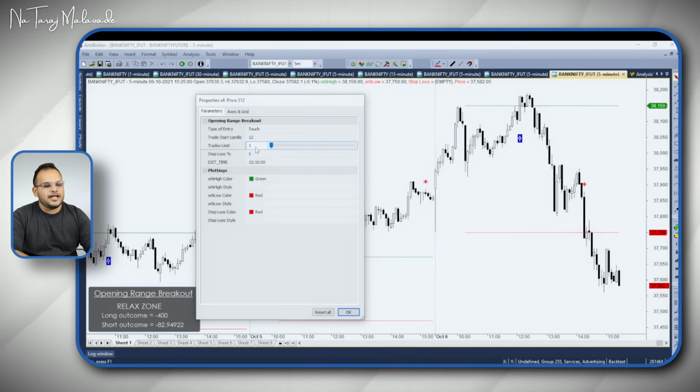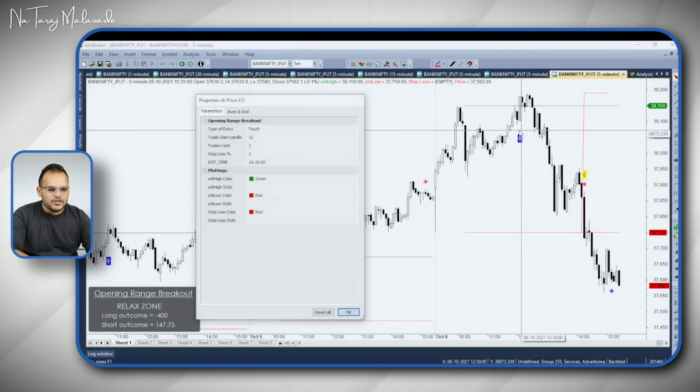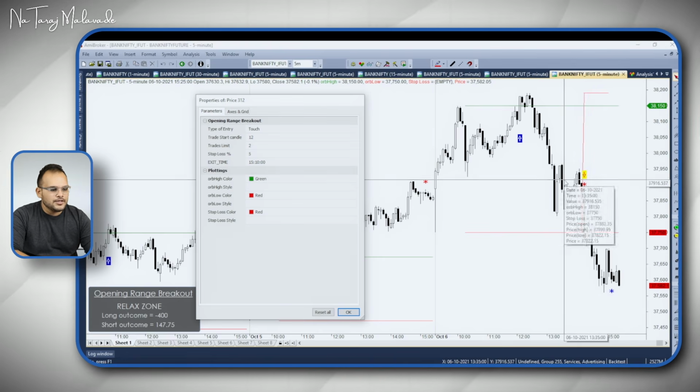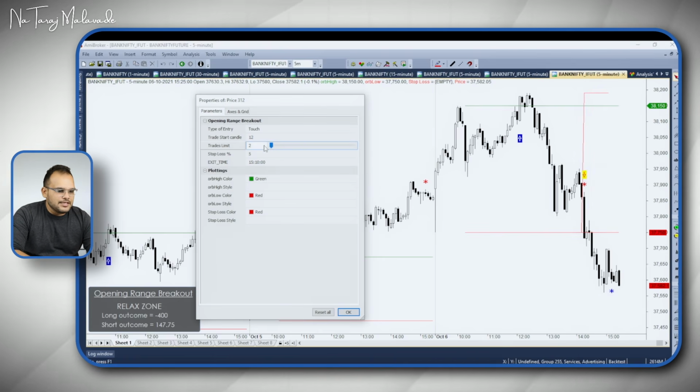So by default, as I said, I'm not going to trade more than one trade for one instrument. You can also increase it. For example, if I make it two trades for one instrument, you can see the long trade also opted here. Okay, so long trade also taken here, and again when the market reversed, the short trade was also opted. Usually I don't want 2 trades. I can simply limit my trade to 1.